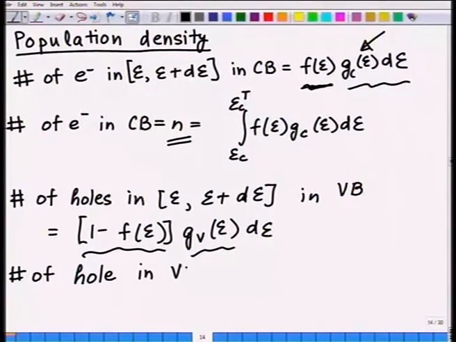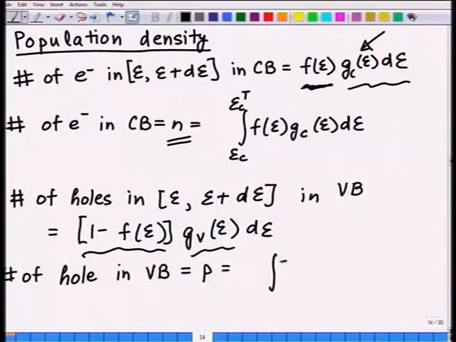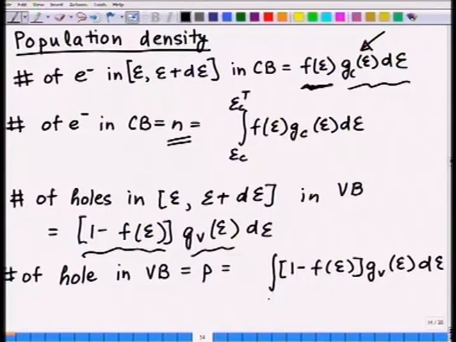Therefore the number of holes in the valence band will be equal to P, which will be equal to the integral of 1 minus F of E times GV of E dE, integrated from EV bottom up to the valence band edge. So that's what this integration would be equal to. That's what we need to do to evaluate these quantities, and we can then get what we are interested in, n and p.